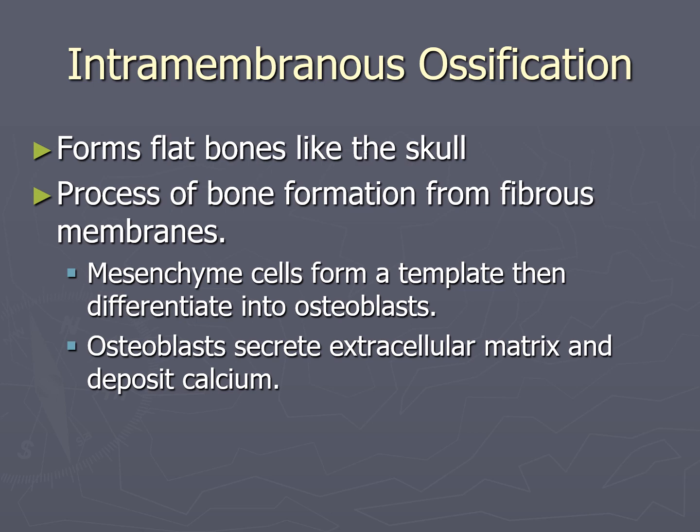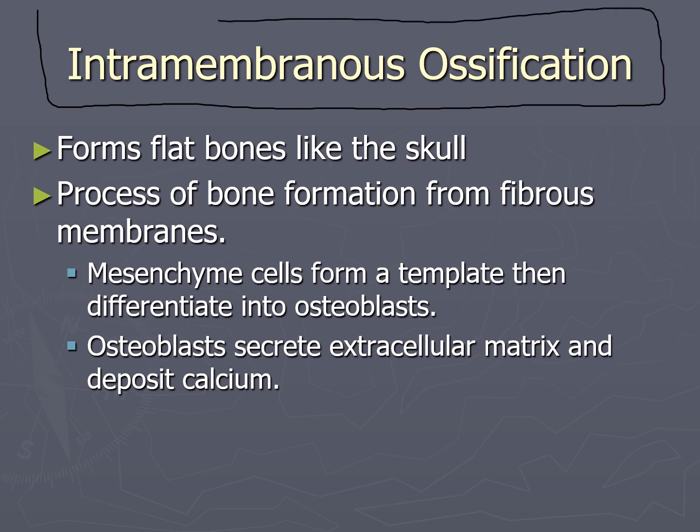Intramembranous ossification is the other type of ossification. You are going to want to write this down as well in your notes. So intramembranous ossification, intra means inside, membranous refers to a membrane. So this is going to be bone growth that occurs within a membrane. This is the type of ossification that is going to create the flat bones like the skull.